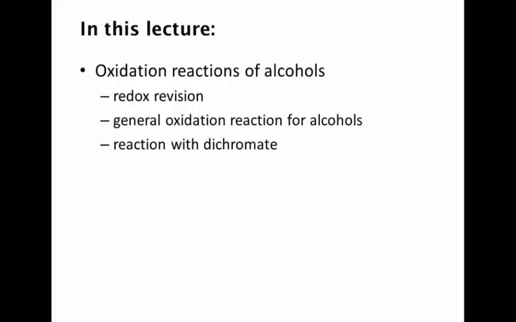We're going to be focusing on the oxidation reactions of alcohols, because this is one of the most important types of reactions that can happen to alcohols. We'll start with a little redox revision to just get back up to speed on that. Then we'll look at the general oxidation reaction for primary, secondary and tertiary alcohols, and then we'll look at the specific reaction with dichromate, which is the oxidizing agent that's usually used.